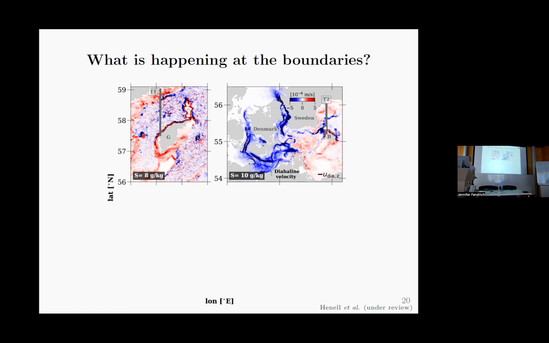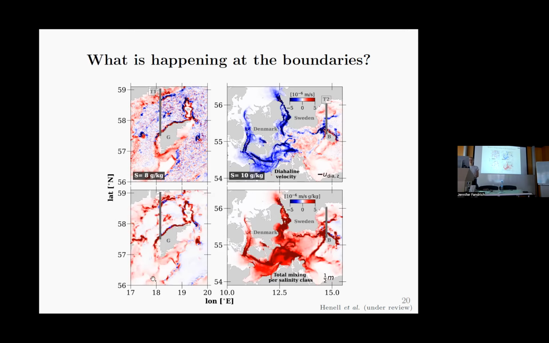Okay, but I mentioned that this part of the talk would be about boundary mixing, but here these are the enhanced values of the diahaline velocity that we see along the boundaries. And through my talk, I hope you have gained this understanding that the two are connected, the mixing and the diahaline velocity, so the flow. And just to show you also the mixing, these zoomed-in views of the total mixing per salinity class show that the mixing is actually enhanced along the boundaries in the same areas where the diahaline velocity is enhanced.